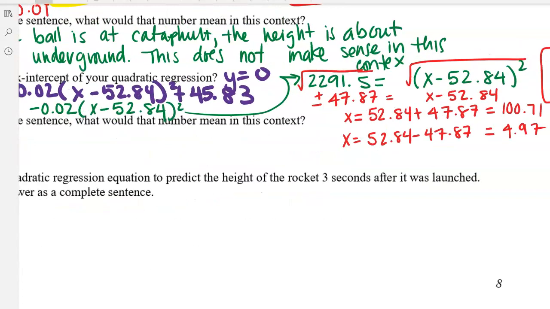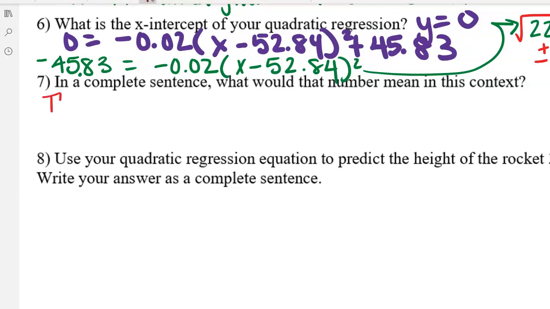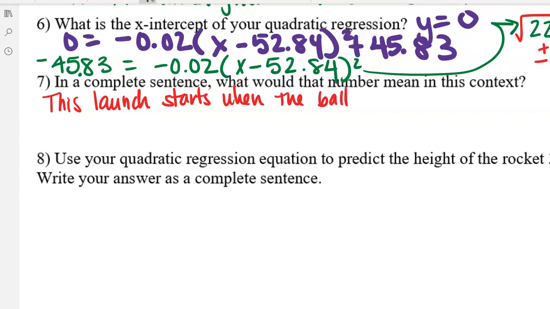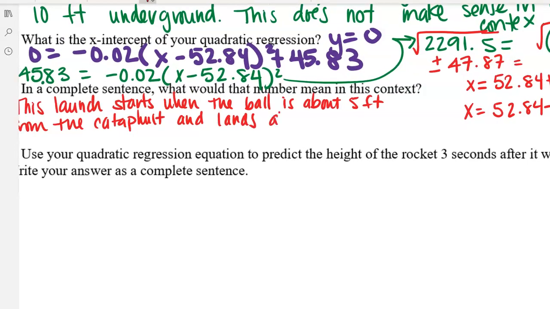So this launch starts when the ball is about 5 feet from the catapult and lands about how many feet? 101? About 101 feet away.